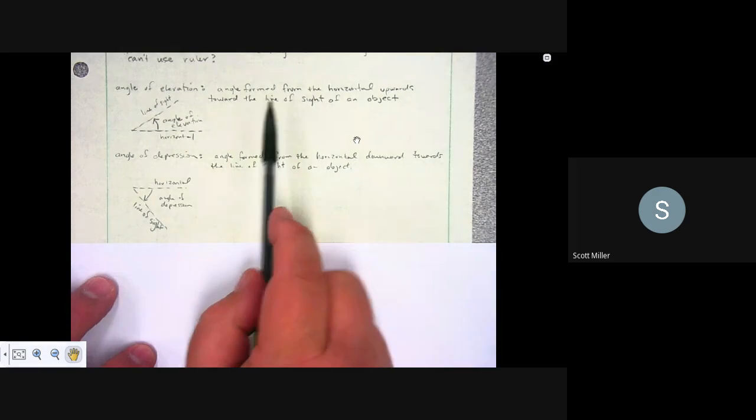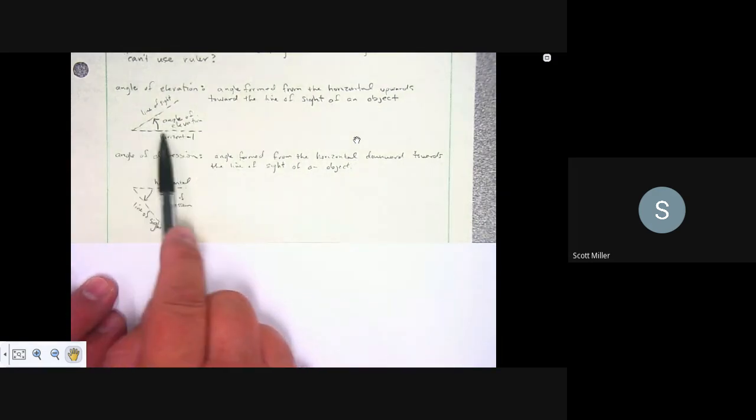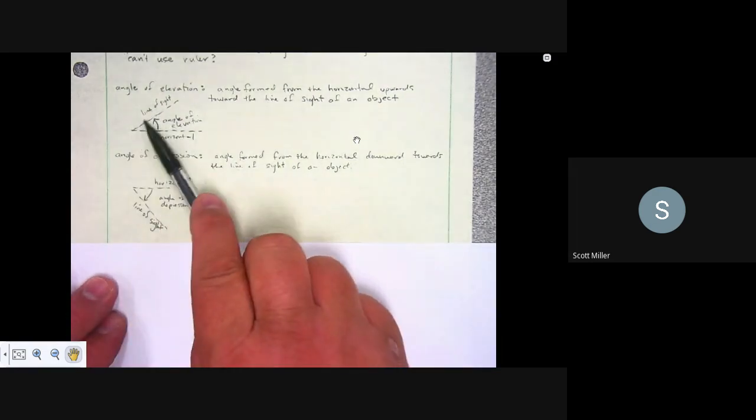To do that, we need to talk about some definitions. We're going to look at two kinds of definitions that are going to be used in our word problems: angle of elevation and angle of depression. What are those? Angle of elevation is an angle that is formed from the horizontal, upward, and along a line of sight.